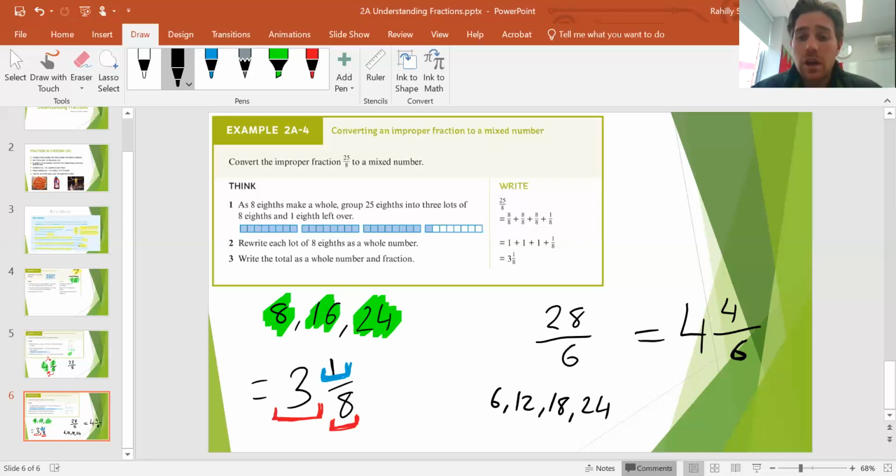Okay, I just need to stress that we do not go over our numerator. You want to get to just before that numerator without going over it, in as many groups as possible. I'll do one more example.